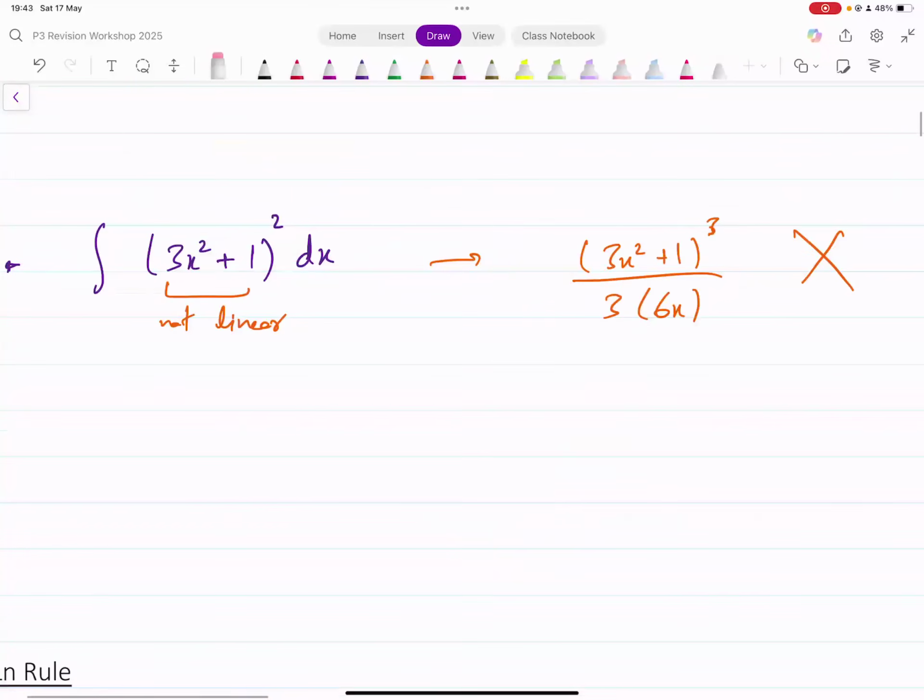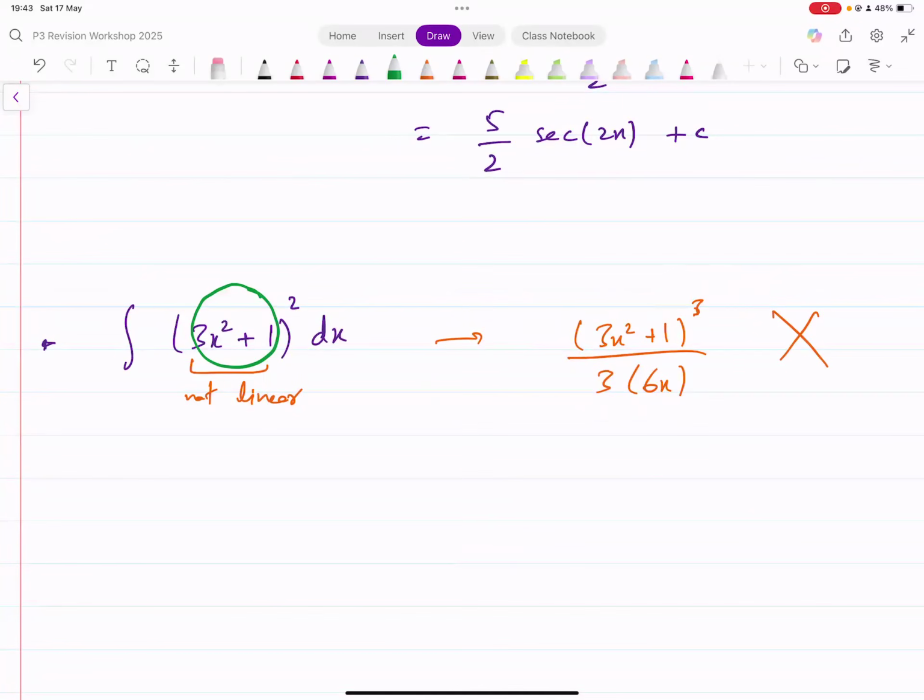If we have a non-linear expression in any of those functions, you cannot integrate it like this. For example, if you had 3x squared plus 1 whole squared and you wanted to integrate this, you cannot use the power rule on this. Why? Because this expression is non-linear. In this case, you could still integrate it by expanding this first. So this is a square. You could use a plus b whole squared to expand this and then integrate one term at a time.